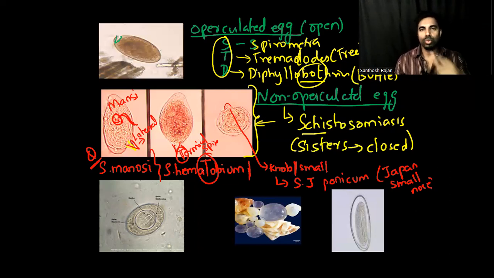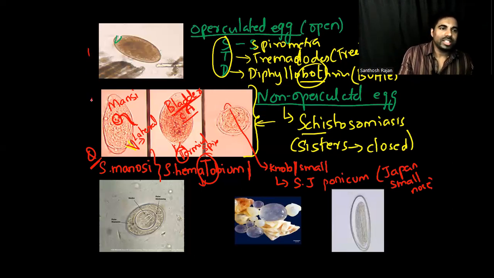And of course, haematobium is the one, if you remember, which cancer does it cause? Bladder carcinoma. It is one of the most common causes of bladder carcinoma. If they ask which parasite, it is Schistosoma haematobium, because T is dangerous, kills everything, terminal spine. And Japanese, haematobium and mansoni, finished. So this is the first type of egg, and this is the second type of egg.